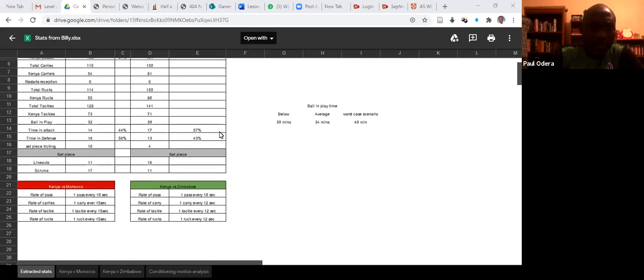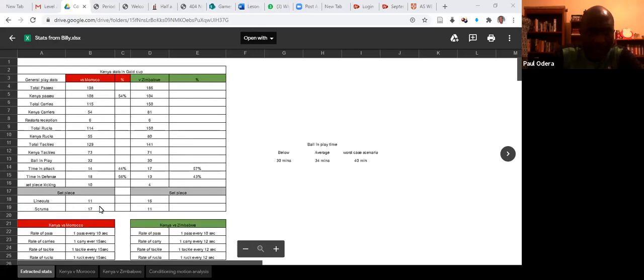So this is from 2 years ago in the rugby qualifiers in the Gold Cup in Africa. These are Kenya stats. This is the rate of passing, the rate of carries, the rate of tackles, and the rate of rucks. These are set pieces, lineouts, scrums. If you come up here, this is a total number of passes: Kenya made 108 passes, Zim made 104 passes. So here we made 108, 104.